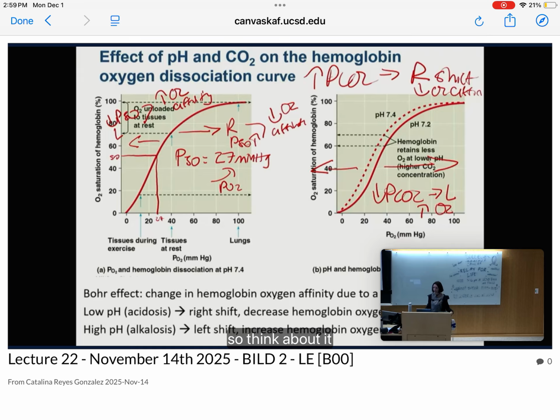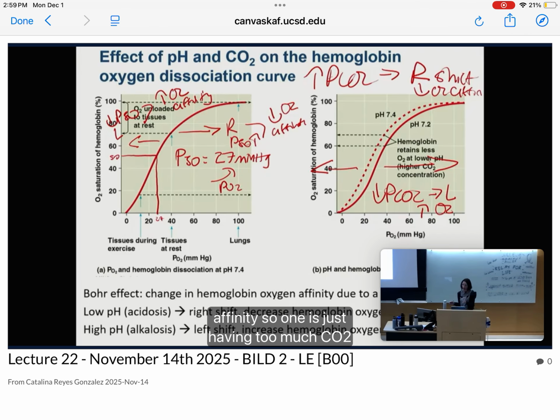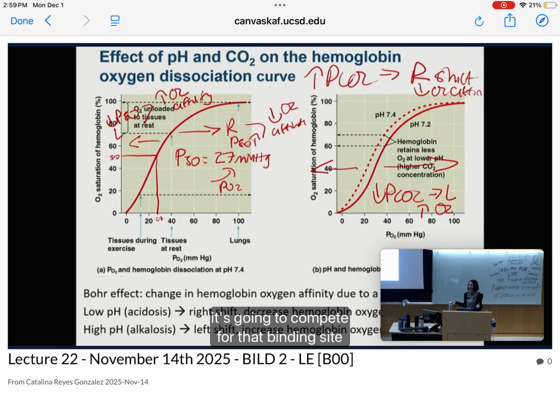Okay? So think about it. Well, no, before we think about it, let's look at the second way CO2 can affect hemoglobin oxygen affinity. So one is just having too much CO2 is going to compete for that binding site. It's going to decrease the affinity for oxygen of that hemoglobin. If we have too little CO2 and normal oxygen, then we're more likely to bind the oxygen than the CO2. That increases the hemoglobin oxygen affinity because they're not competing anymore.